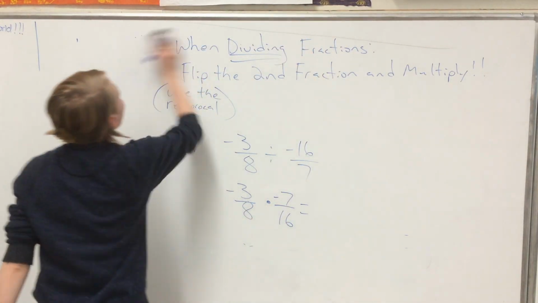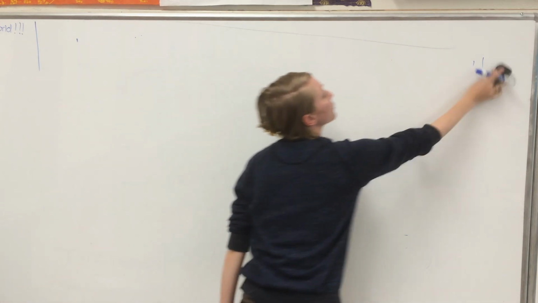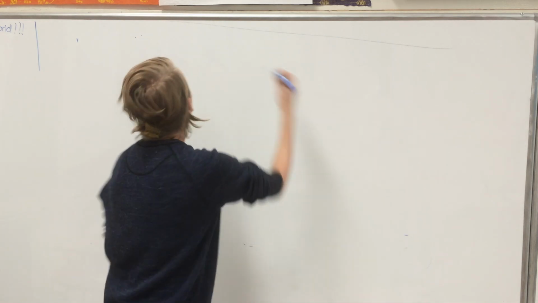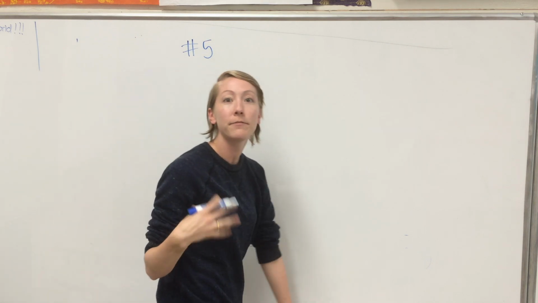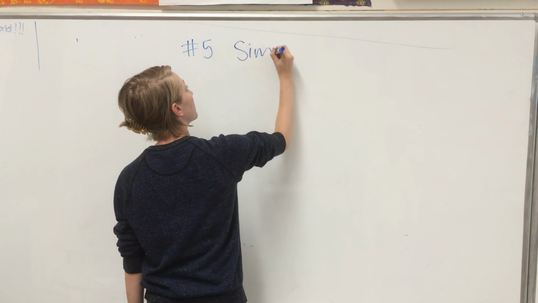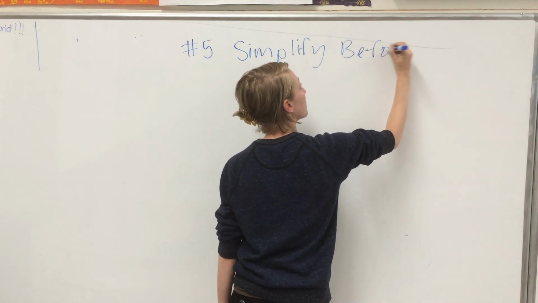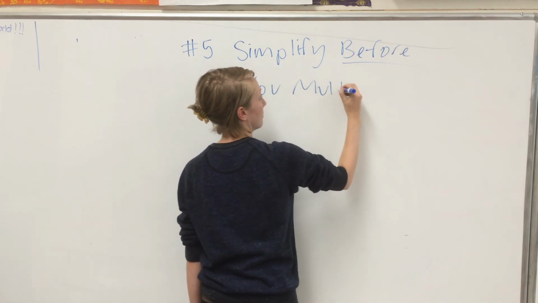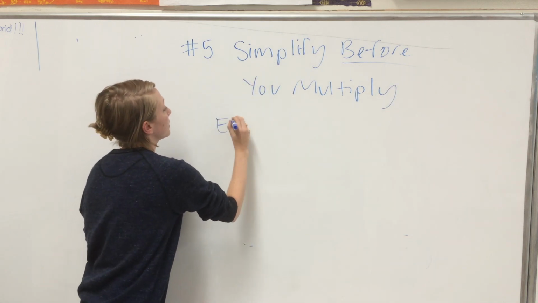All right, so last one. This is more of like a save yourself some time strategy. You could even call it a shortcut. And number 5, the last one, is going to be simplify before you multiply, if you can. So we're going to take a look at an example that looks like this.